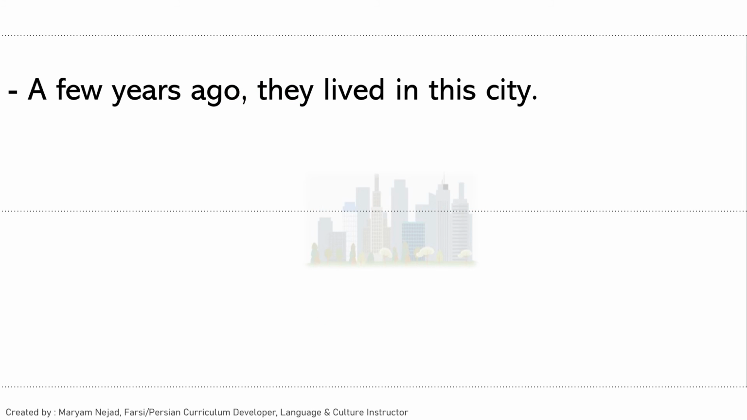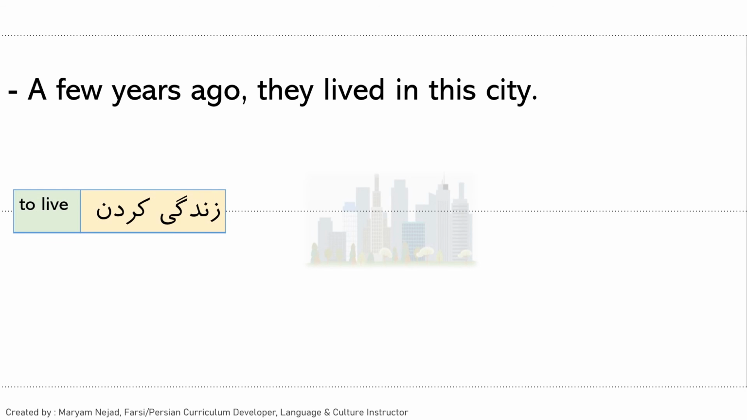Next example, a few years ago they lived in this city. The verb here is to live, زندگی کردن. And now the rest of the vocab. So a few years ago, we learned earlier how to come up with this time adverb here. So it's going to be چند سال پیش. So remember, there's no اضافه here. چند سال, no اضافه. But between سال and پیش, the اضافه is optional. So we can either say چند سال پیش or چند سال پیش.